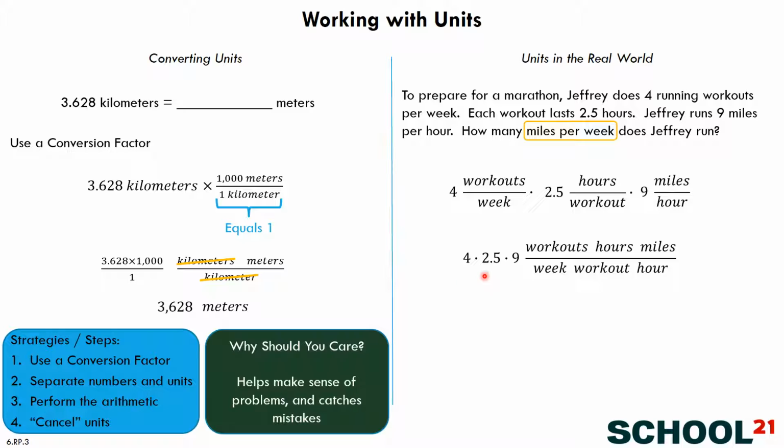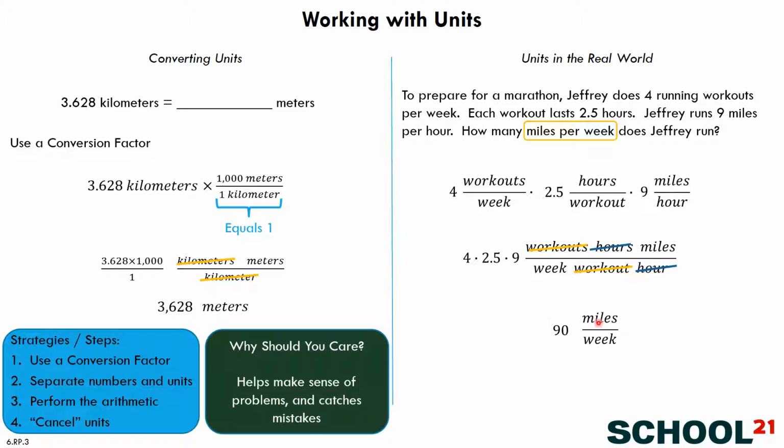So that's 10. What's 10 times 9? 90. Good. Now, you could use a calculator to do that if you wanted. Okay? Now, how about the units over here? What's going to cancel out? Workouts. Workouts are going to cancel. What else is going to cancel? Hours, right? So what will we be left with? Miles and week. Yep, miles per week.